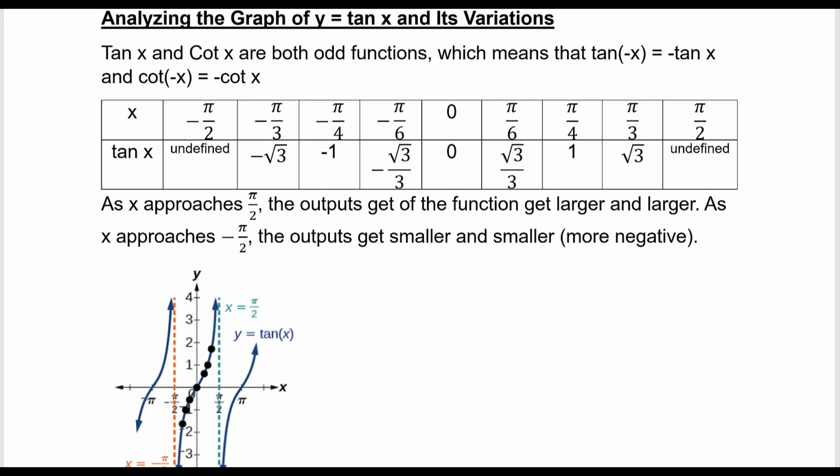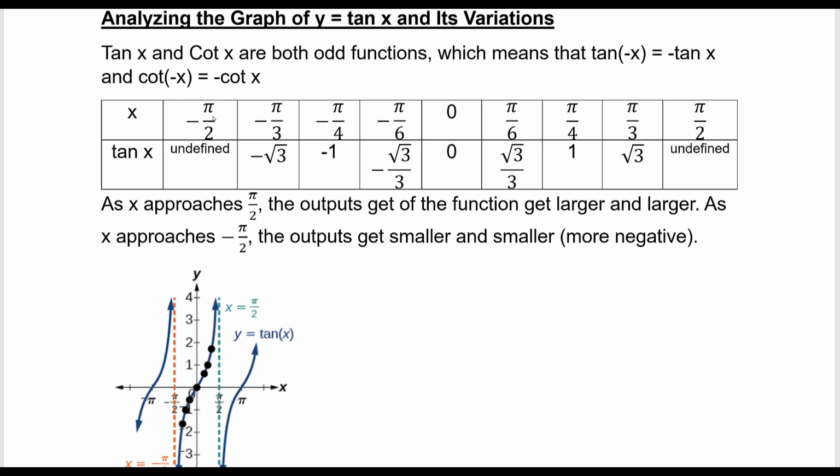In this video, we're going to look at analyzing the graph of a y equals tangent function and its variations. Tangent x and cotangent x are both odd functions, which means the tangent of negative x is equal to the negative of tangent of x, and cotangent of negative x is equal to the negative of cotangent of x. Here is one period of a tangent function that has not been shifted horizontally or been compressed or stretched: negative pi over 2 to pi over 2.